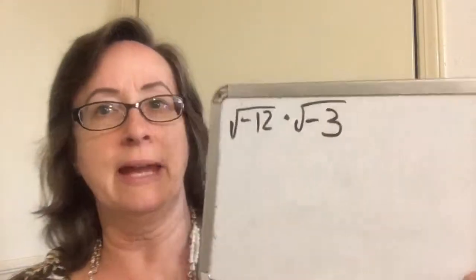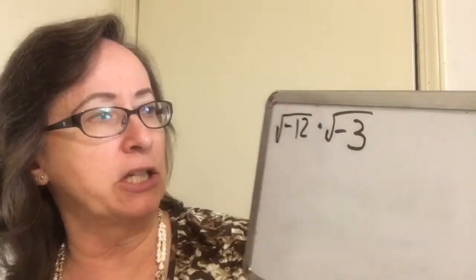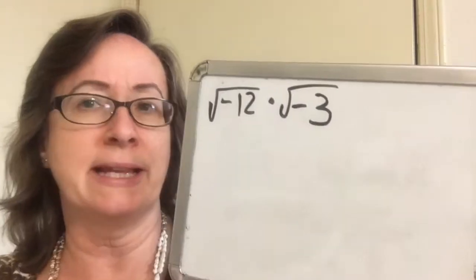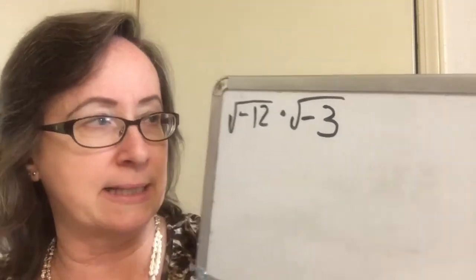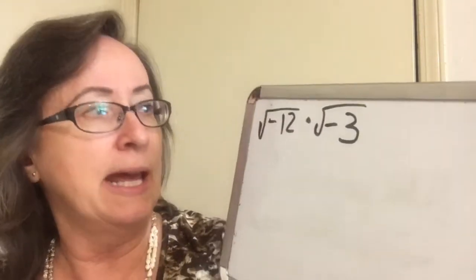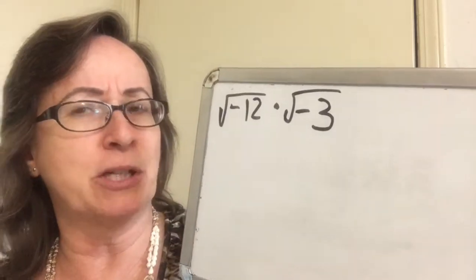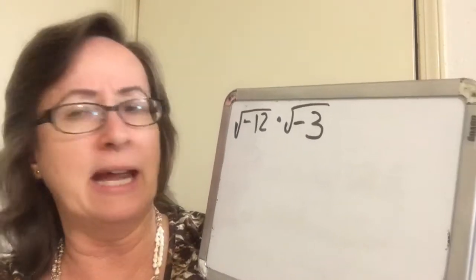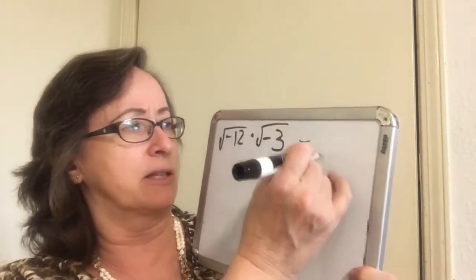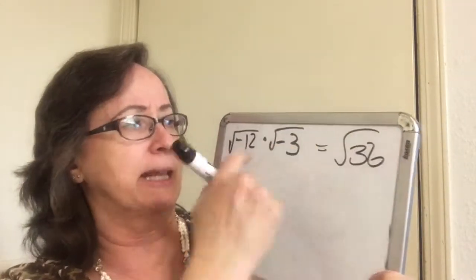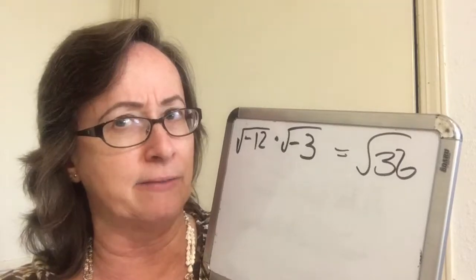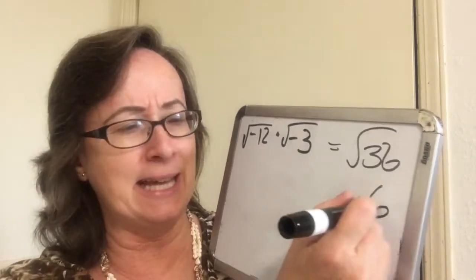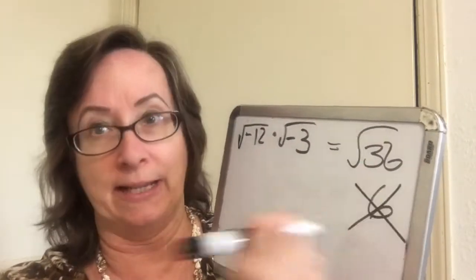All right, so now we have some problems. We're going to start with, how do we multiply imaginary numbers? Now, when you're looking at this, these are two complex numbers or imaginary numbers. And if I were to use my normal product rule, then I could write this as the square root of 36, because a negative times a negative is a positive. And I would end up getting 6, but that is the wrong answer.